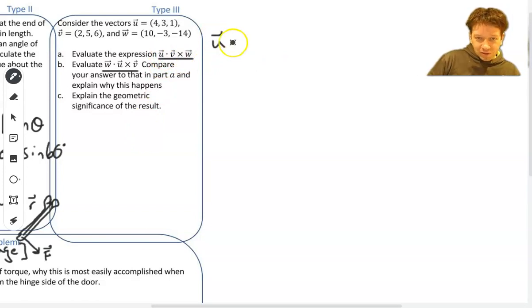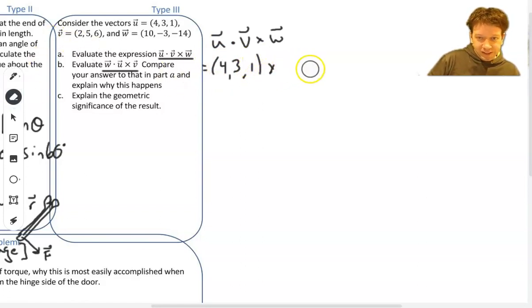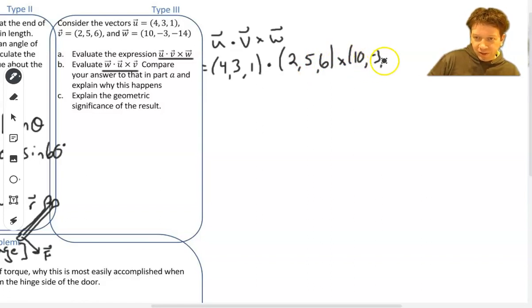So U dot V cross W. Now we have to do the cross product first, so I'm just going to put in U as 4, 3, 1. Dot, sorry, not cross. V, which is 2, 5, 6. Cross W, which is 10, minus 3, and minus 14. All right. So let's leave U where it is first, and let's figure out the cross product between V and W.